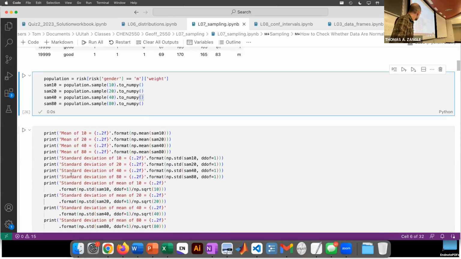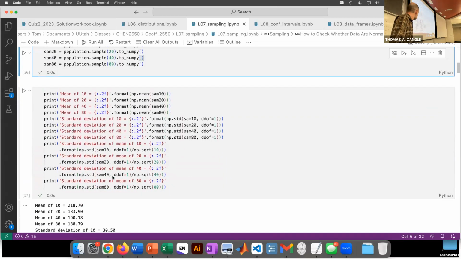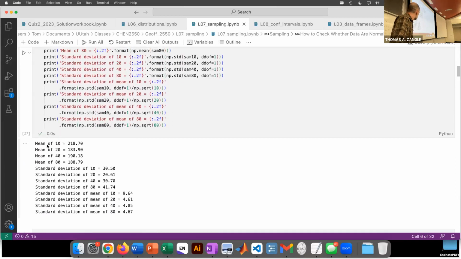Then this next section of code outputs the mean, the standard deviation, and the standard deviation of the mean for each of those samples. We have mean of 10, mean of 20, mean of 40, mean of 80. These are all different numbers from those samples. Since these are all samples, they all have different standard deviations.